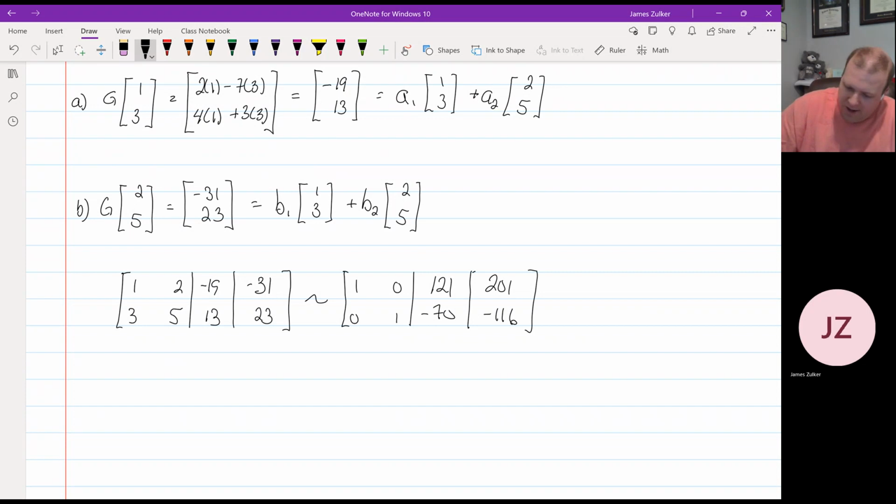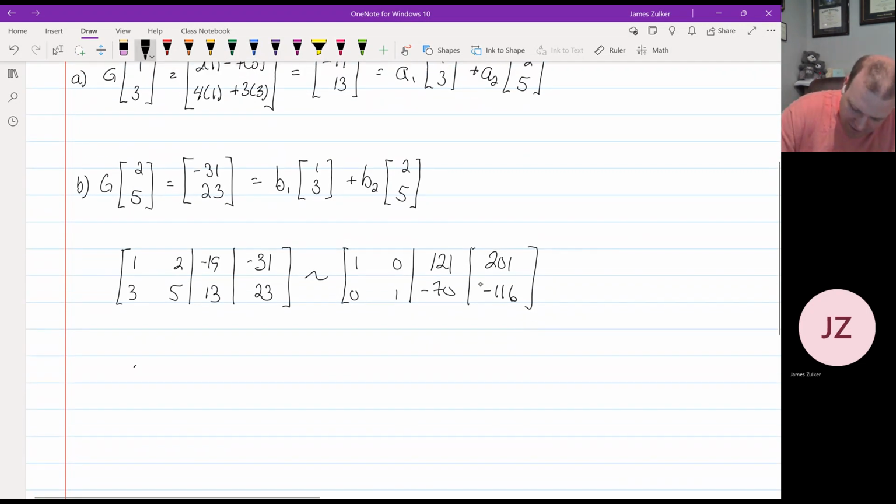So what we find is this is the solution for A, A1, A2. This is the solution for B, B1, B2. Together, they form our matrix representation with respect to the basis S.